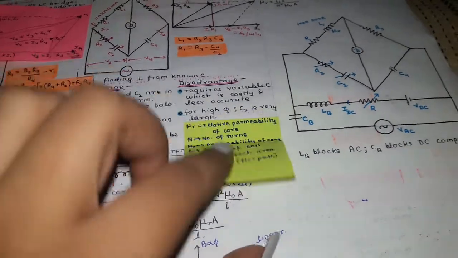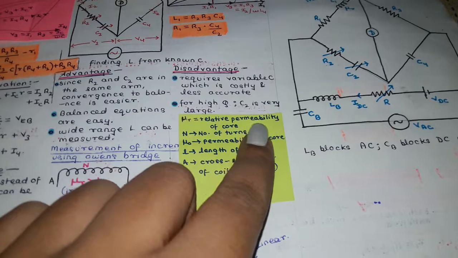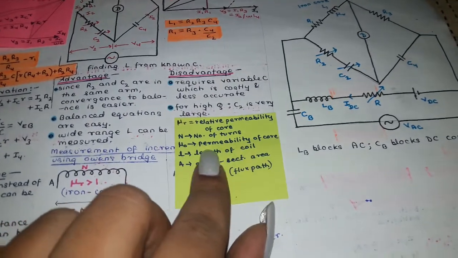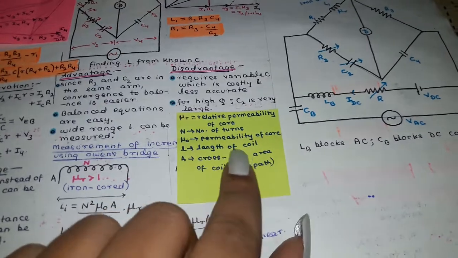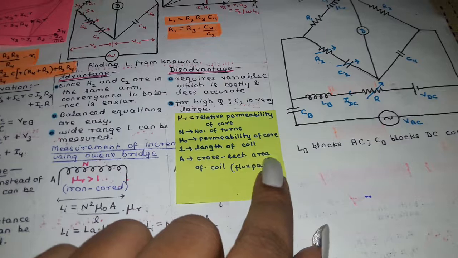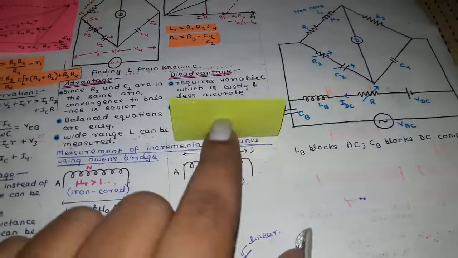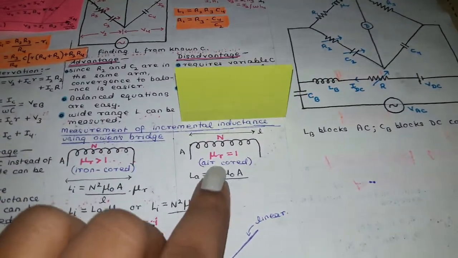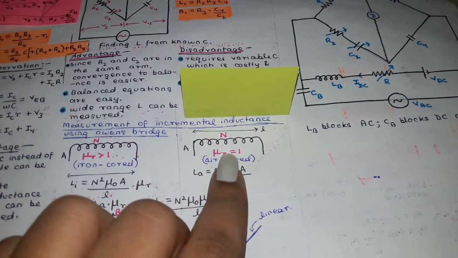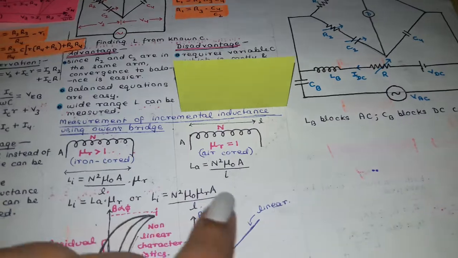Let's get to the terminologies. Mu r is relative permeability of the core, N is the number of turns, Mu naught is the permeability of free space, L is the length of coil, A is the cross sectional area of the coil. Now this is your core. This is your relative permeability. In an air core it is equal to 1, N is the number of turns over here.